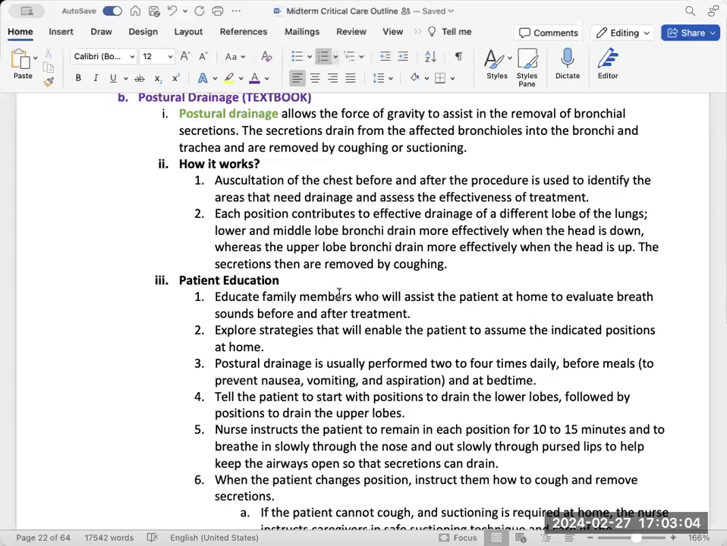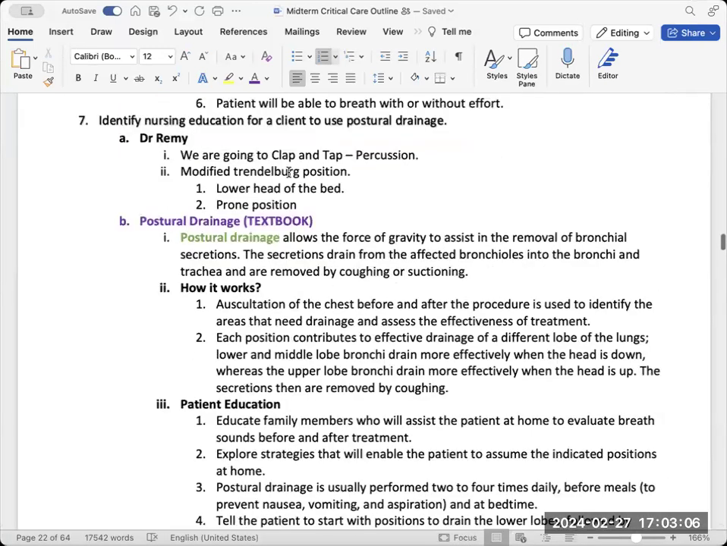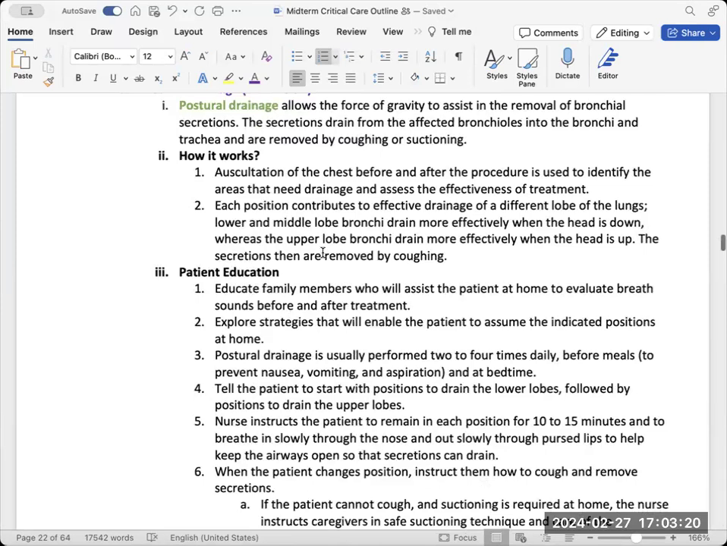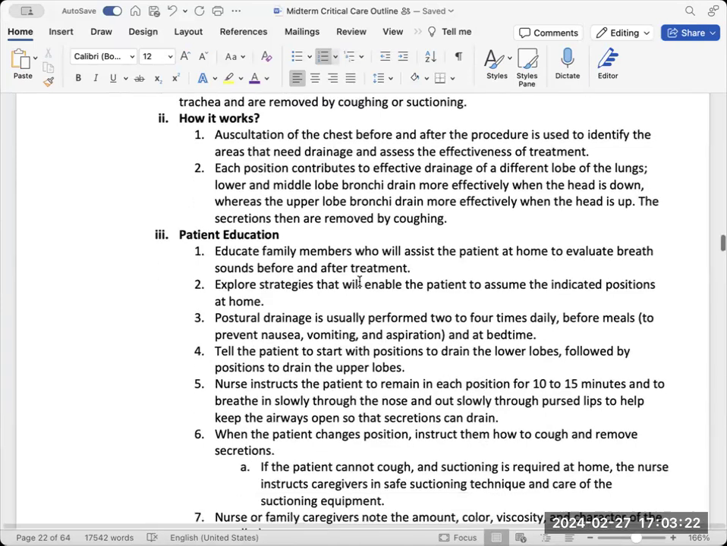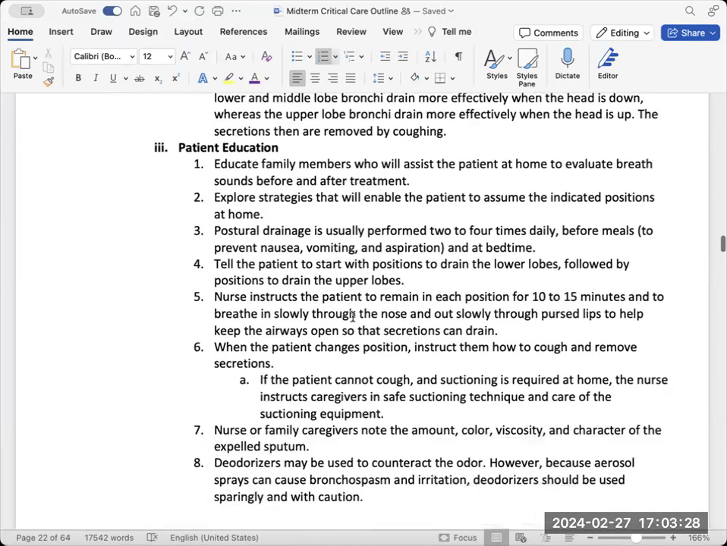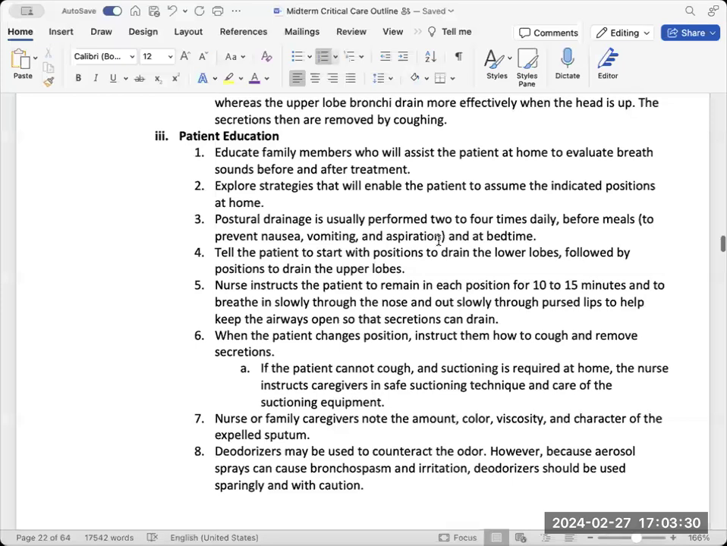So there are different positions, but typically for this, as she said, prone, lower the head of the bed, clap and tap. And remember, the goal of postural drainage is to have gravity assist in forcing the removal of those secretions, right? So when they're in these prone positions, it's going to help facilitate those secretions to come out. Also, postural drainage should always be performed before meals to prevent aspiration, as well as before bedtime, right? That would make sense. Do it before bed so you have clear respiratory function before you sleep.